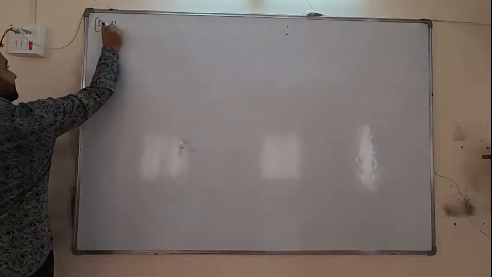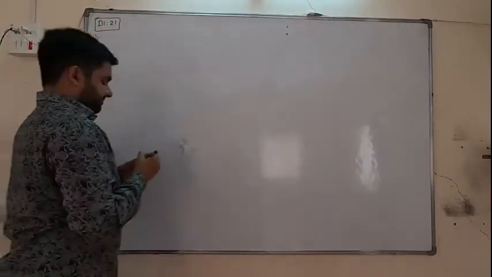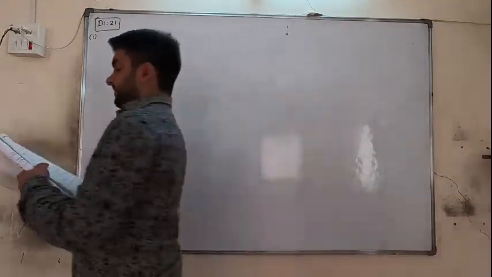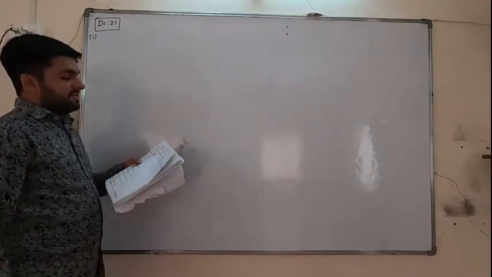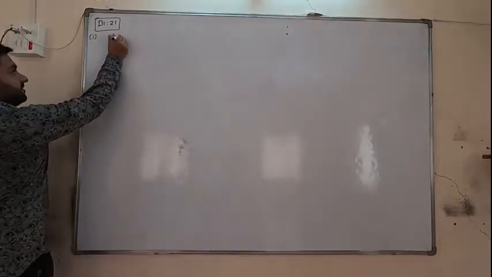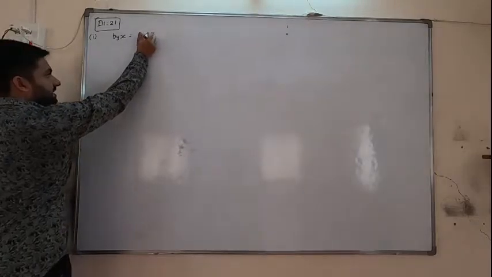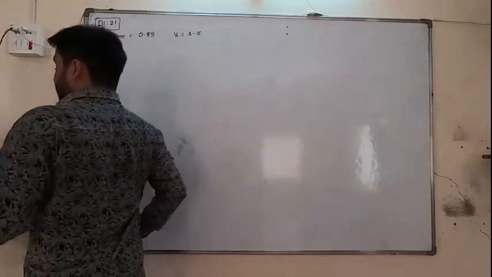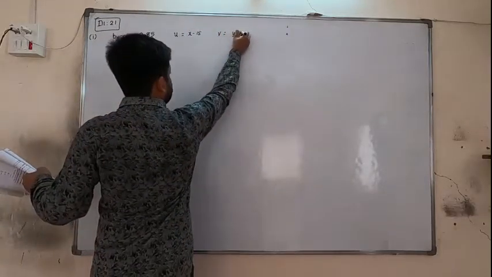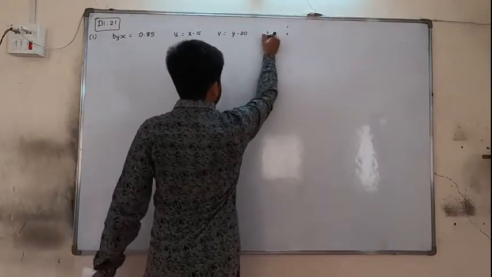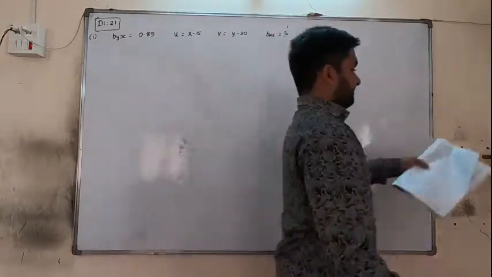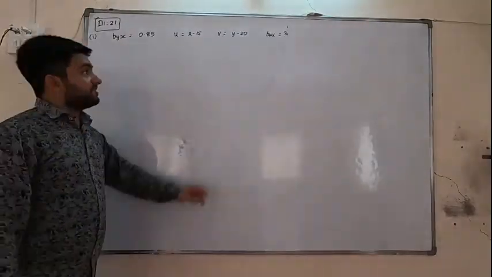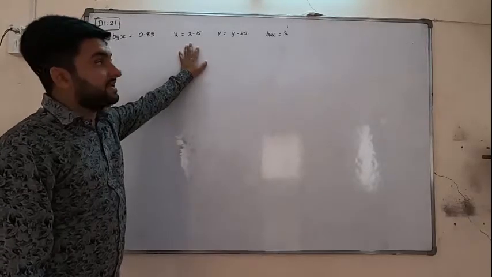In illustration 21, the first question: b by x is 0.85, u is equal to x minus 15, v is equal to y minus 20. Find b v u. First you have to check what you have done. Have you taken any scale transformation? No, we have not taken any scale transformation.